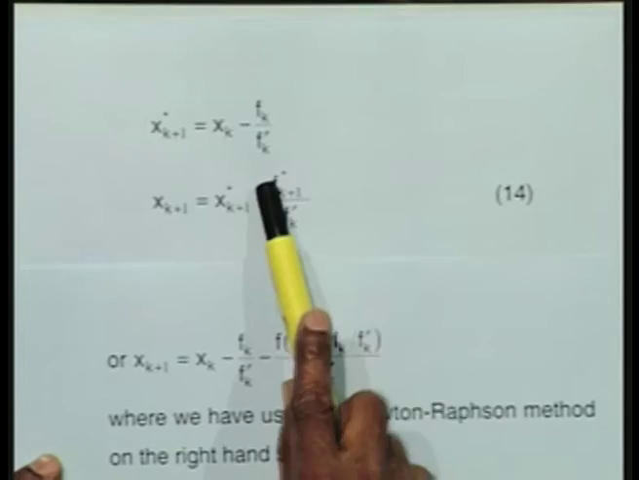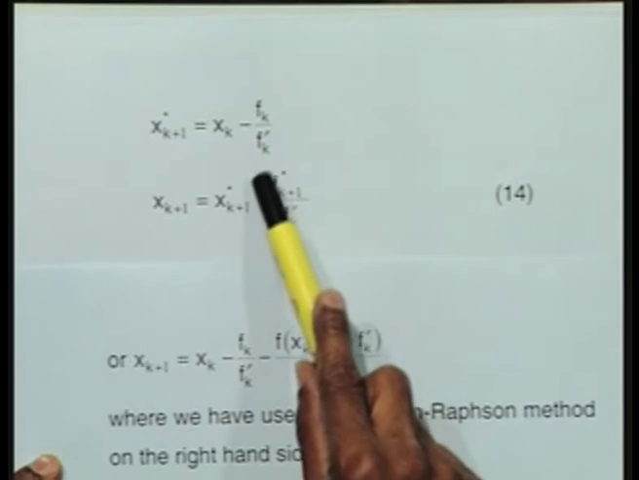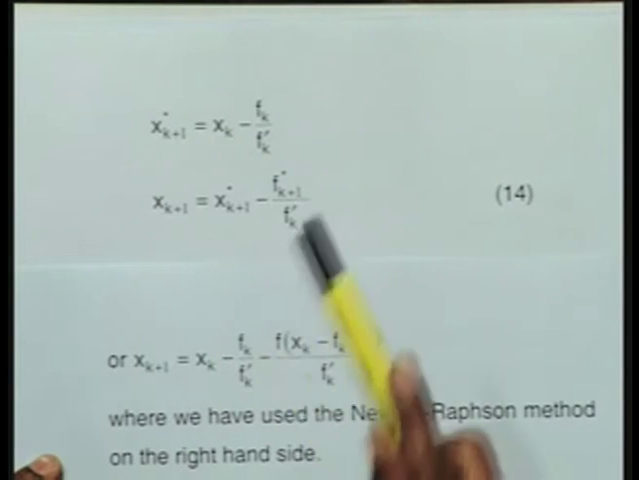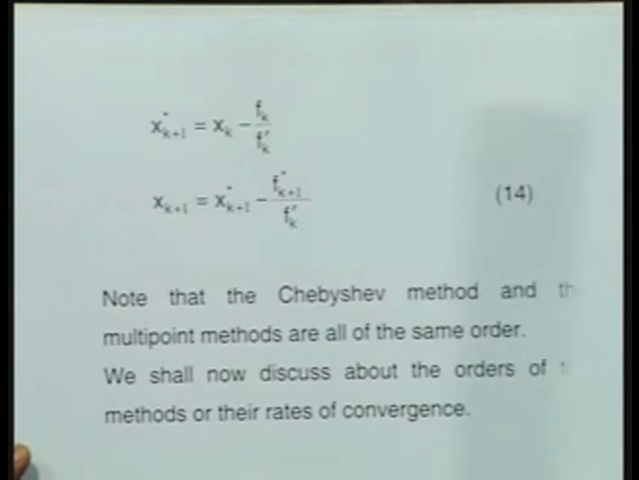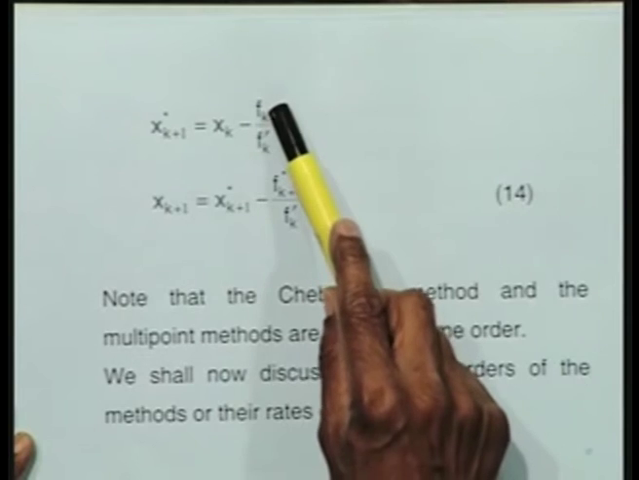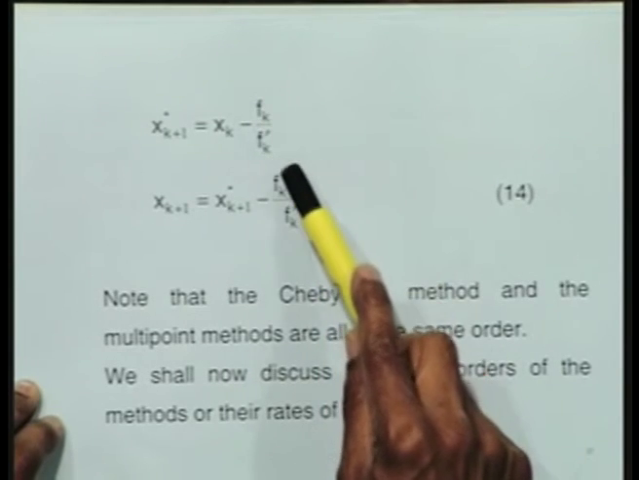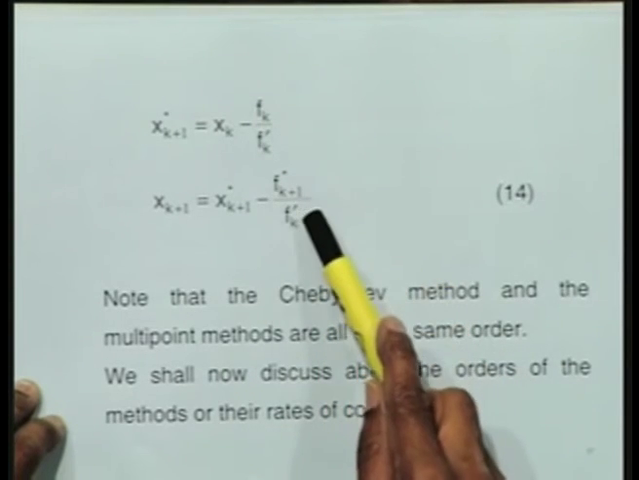If the evaluation of f is easy for me, I would choose this, because this is what I am using, f star at k plus 1. If evaluation of f prime is easy, I will use the other multi-point iteration method. Therefore, this is exactly the next higher order approximation to Newton, or modification of Newton-Raphson method, to get a new method.